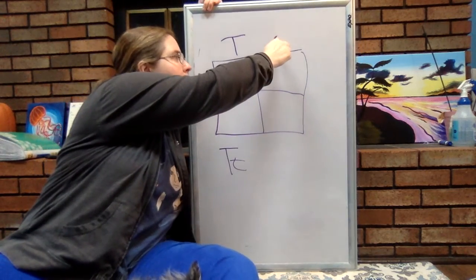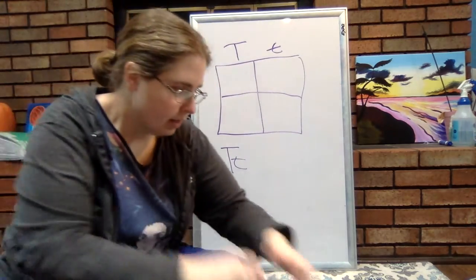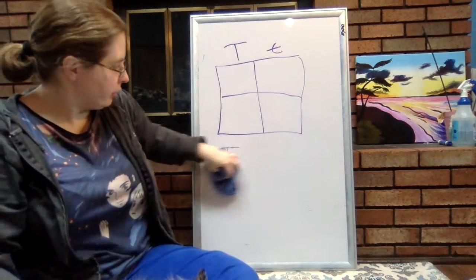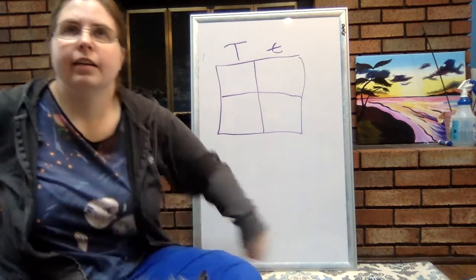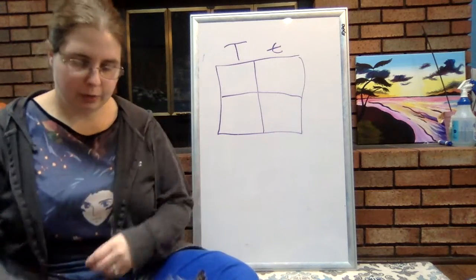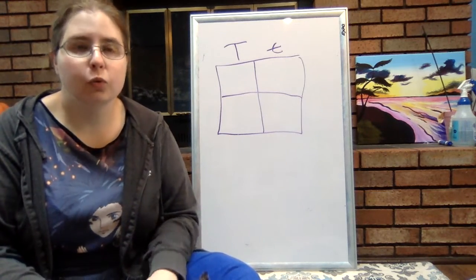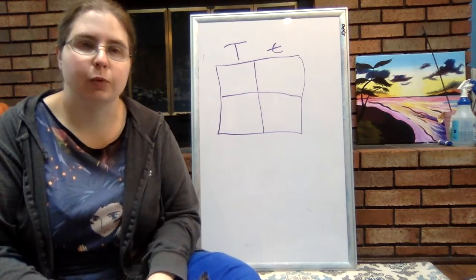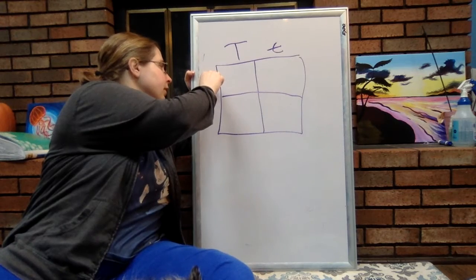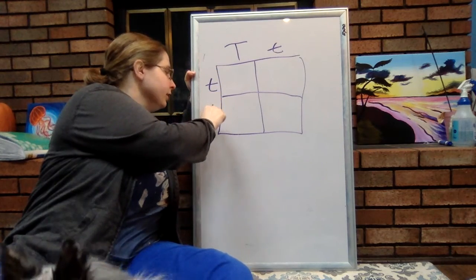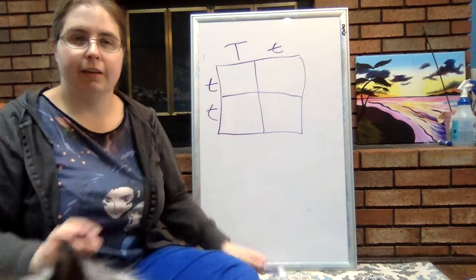I'm going to put one allele on the top of each column. So one allele on the top of each column. And let's say I have a short plant. Now, short is recessive, which, as we said, means we need two recessive alleles to express the short gene. So, I'm going to put two small t's on the left-hand side of the Punnett square.